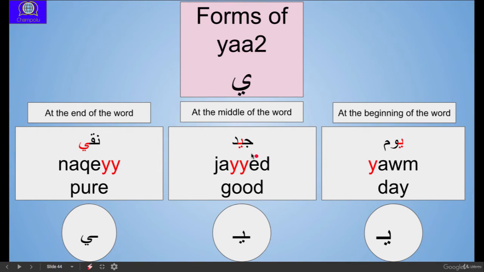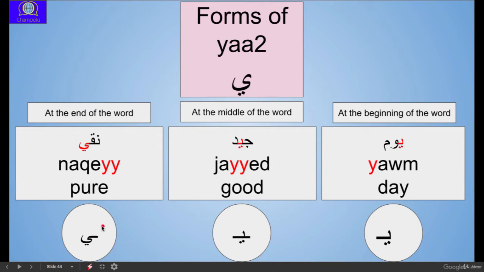While for a word like jayyid, the letter ya comes in the middle of the word, so it takes the medial form. While for a word like naqi, the letter ya comes at the end of the word, so it takes the final form.